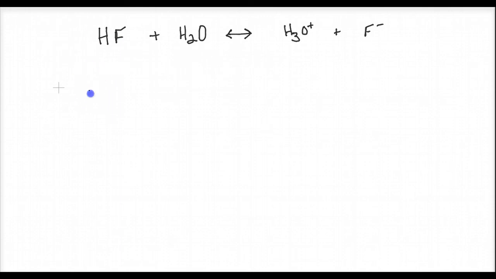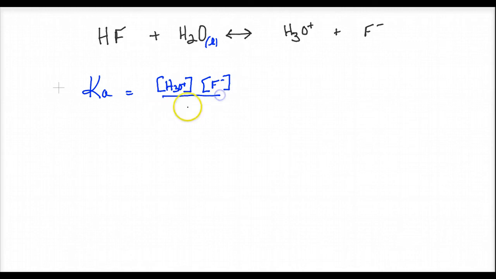Just stay with me. The Ka is equal to the what? Remember, this is a liquid. So it's the products, H3O plus times the F negative conjugate base, over the HF, the conjugate acid. We leave out the water because it's a liquid.